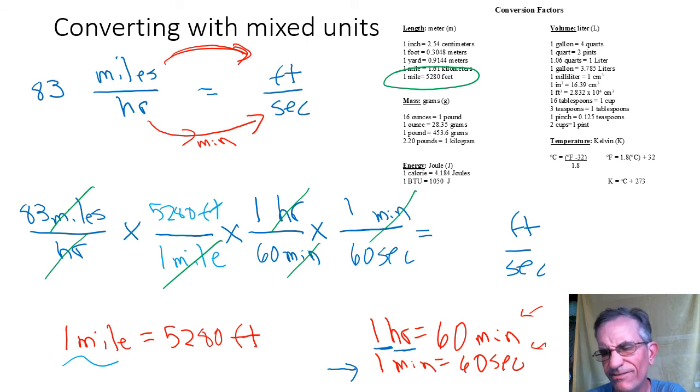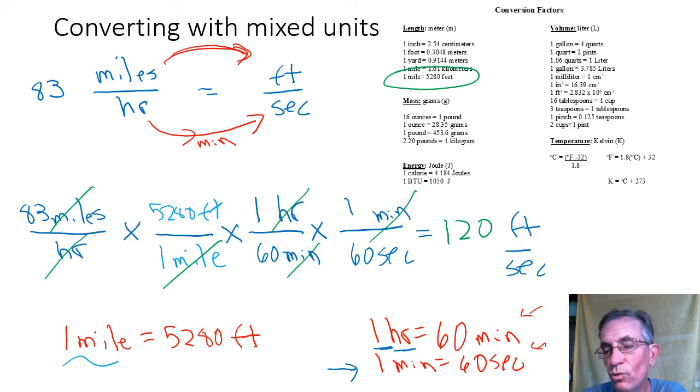All right. So with that, if you work it out and you round, I think I gave you 2 sig figs. You can try it on your calculator. 83 times 5,280 divided by 60. And then you need to divide by 60 again. You got to divide twice by 60, because there are 2 60s on the bottom. If you work it out correctly, you should be getting an answer of about 120 feet per second.